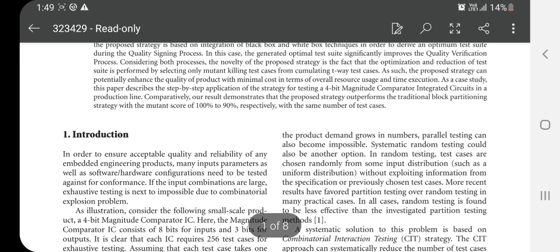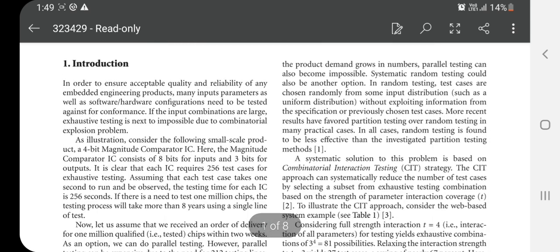Let's move on to the introduction. For quality and reliability of any embedded engineering products, many input parameters as well as software or hardware configurations need to be tested for conformance. Take a 4-bit magnitude comparator IC. Here the magnitude comparator IC consists of 8 bits for inputs and 3 bits for outputs. It is clear that each IC requires 256 test cases for testing.